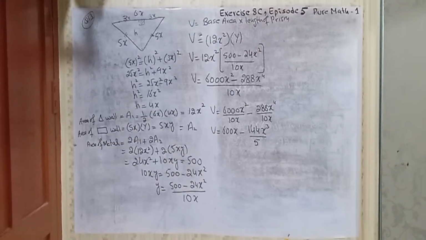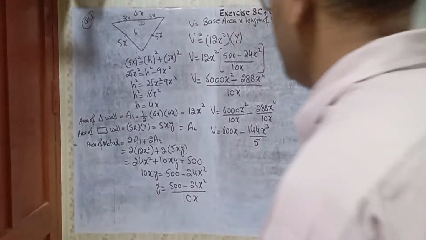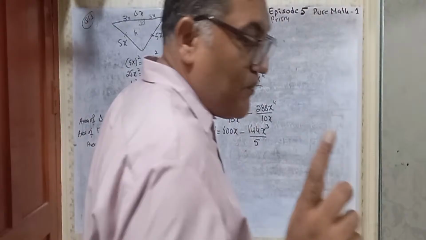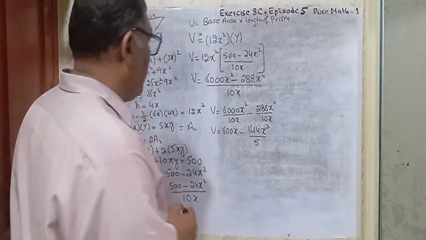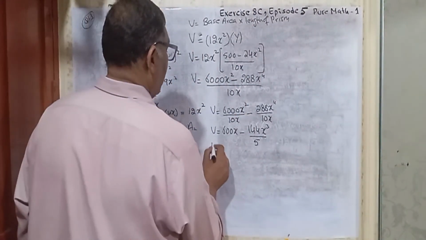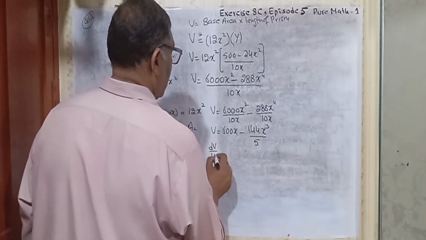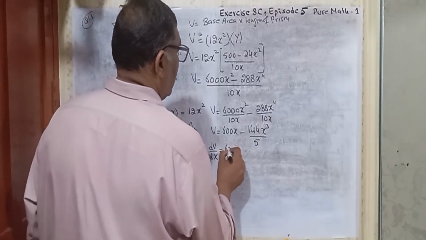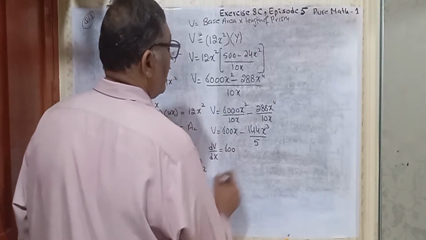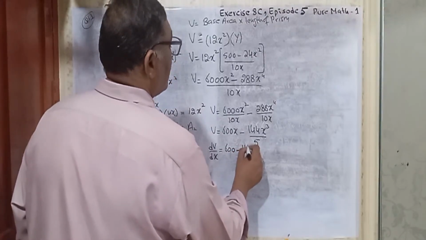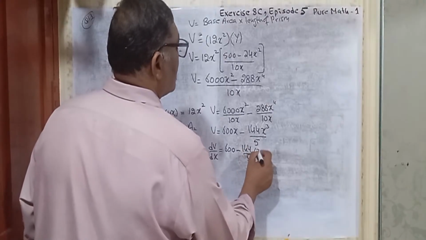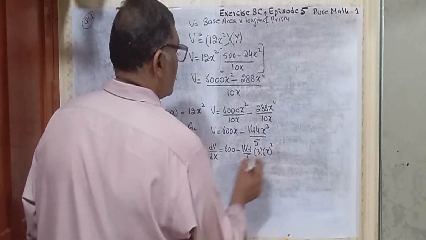Then their question is the C part: find the value of x for which V has a stationary value. Now I have to find the value of x for which V has a stationary value. For that purpose, we have to differentiate it. We can easily differentiate it. dV by dx will be equal to 600 minus 144 by 5 into 3 into x square.